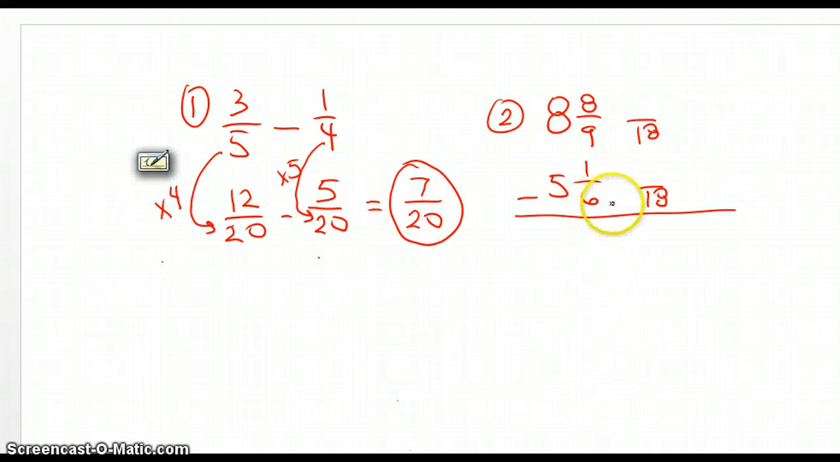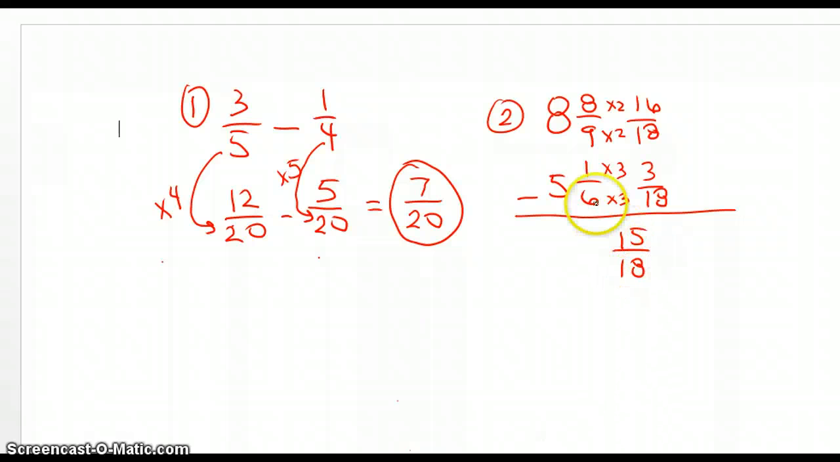And then you have to say 6 times what makes 18? Of course, that's 3. We need to multiply this also by 3. So 1 times 3 would be 3. And then 9 multiplied by 2 is 18. Take 8 times 2, and of course, that's 16. All right, same thing. We do need to subtract these. And so 16 minus 3 would be 15, over 18. You also have to remember to minus the whole numbers. 8 minus 5 would just be 3.